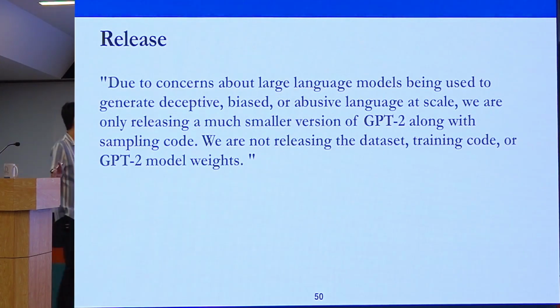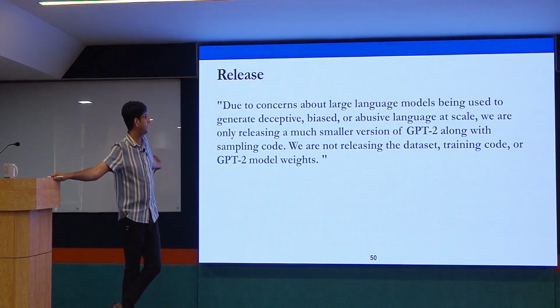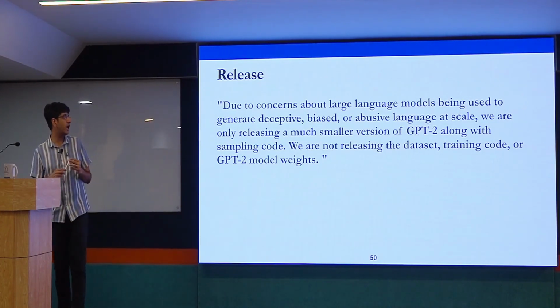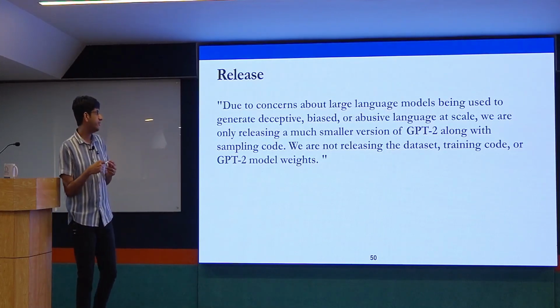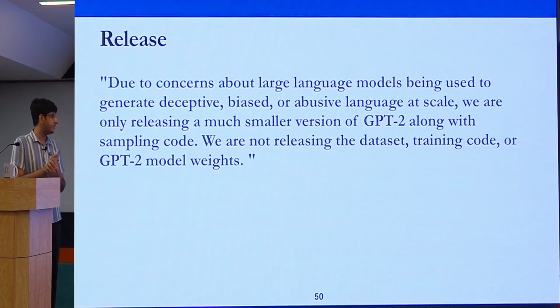They want to scale this effort, but again, OpenAI being OpenAI, they've always used hype to elevate their position, and they say things like, due to concerns about large language models being used to generate deceptive, biased, abusive language, we are only releasing a smaller version. We're not releasing the dataset, code, or GPT-2 model weights. And the research community was very mad at this. Oh, this is not very different from BERT, it's just a scaled up version, nothing really fancy. People were angry. There are a lot of bad takes on this. You can read about them on Twitter or other places.